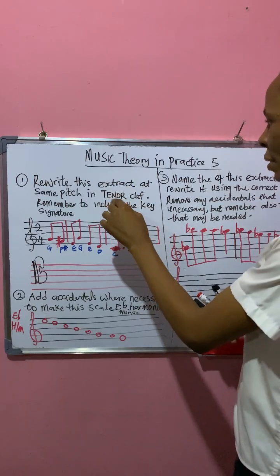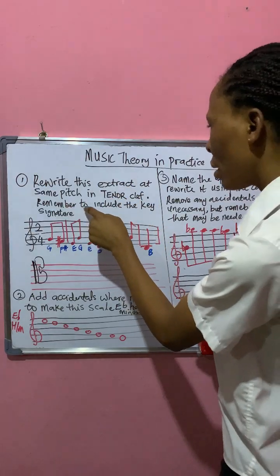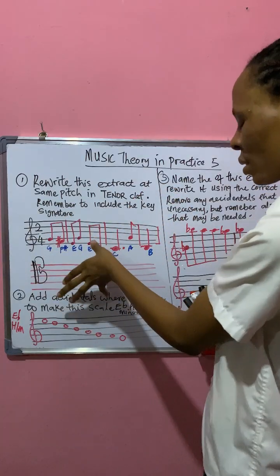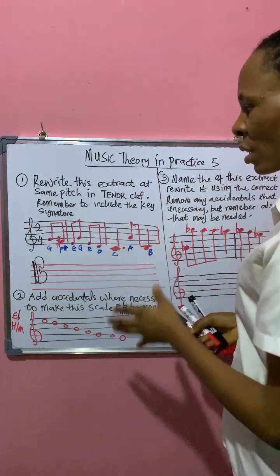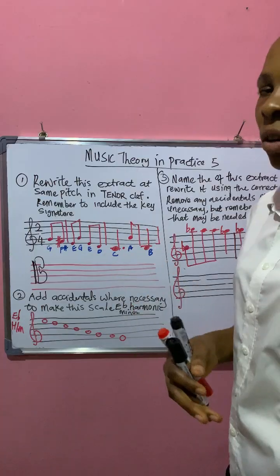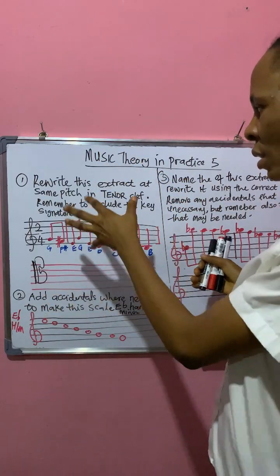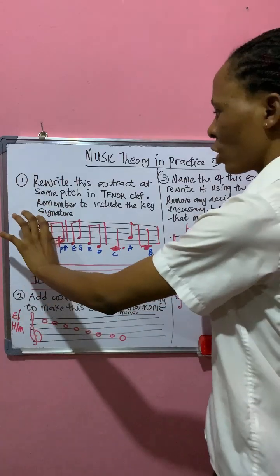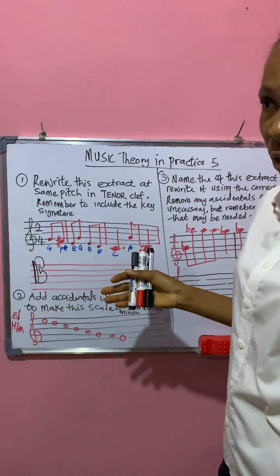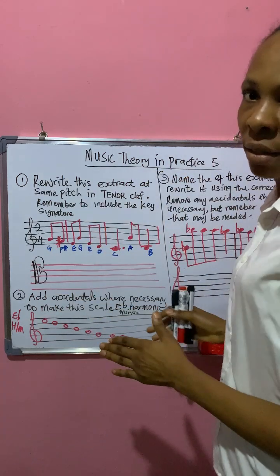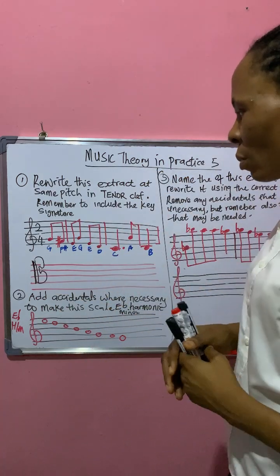Remember they said to include the key signature, but in this case this music is in C or its relative minor, so the key signature is not needed here because the extract had no key signature. So you are being asked to copy and paste. So let's do the copy and paste.